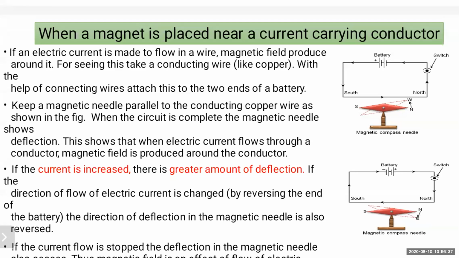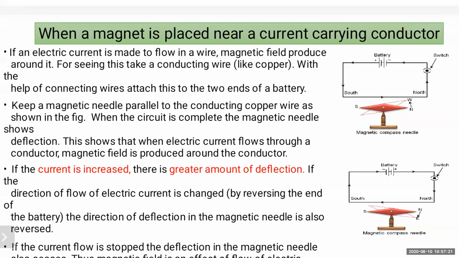Keep the magnetic needle parallel to the conducting copper wire. The red color denotes the compass, that is the magnetic needle, and keep that needle parallel to the conducting copper wire as shown in the figure. When the circuit is complete, the magnetic needle shows deflection when the current flows through the wire. The magnetic field is produced around the current.